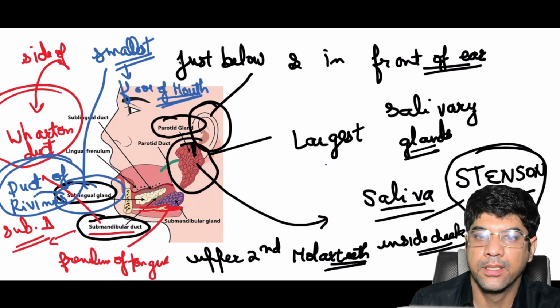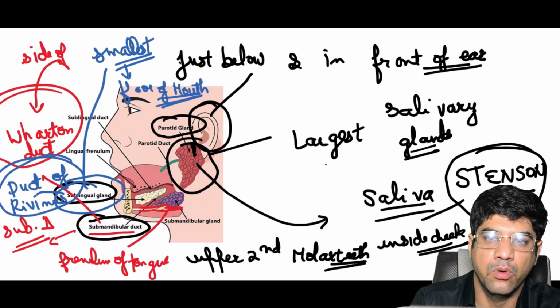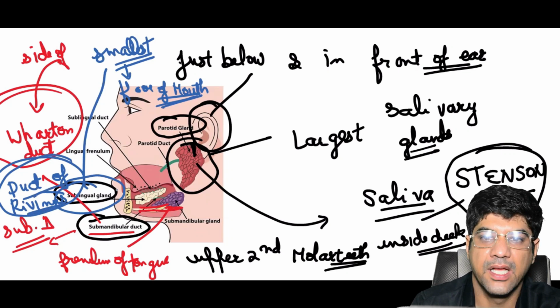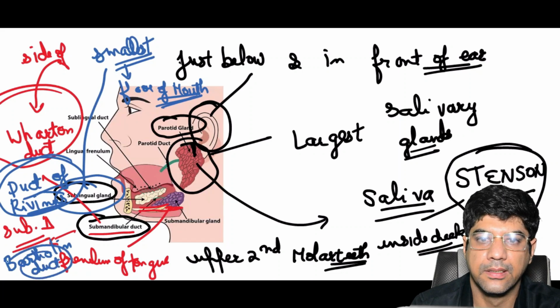So remember, the saliva from these glands is poured into multiple small ducts, the ducts of Rivinus, and one large duct that is known as the Bartholin duct.